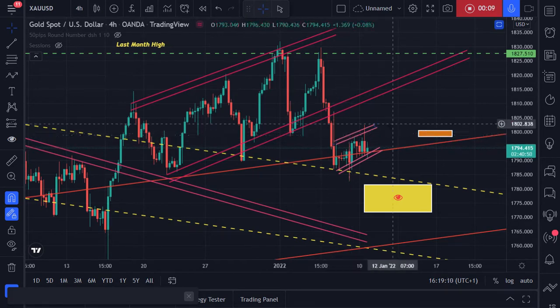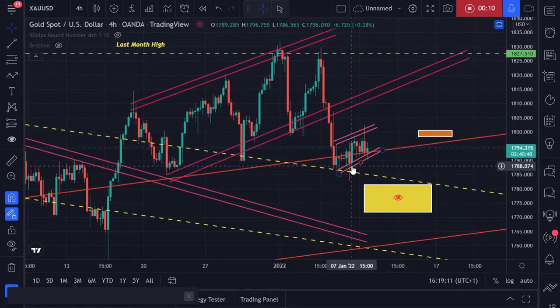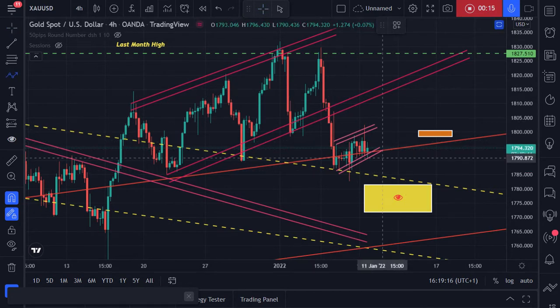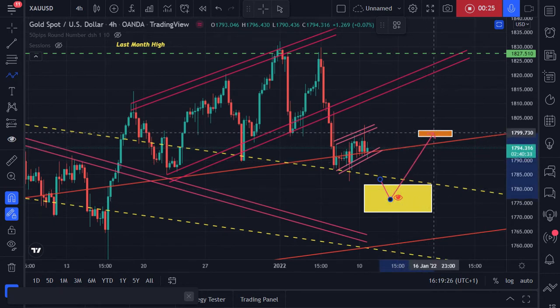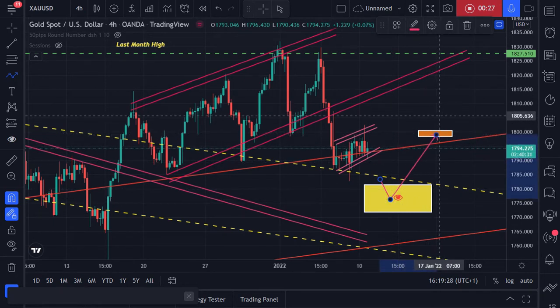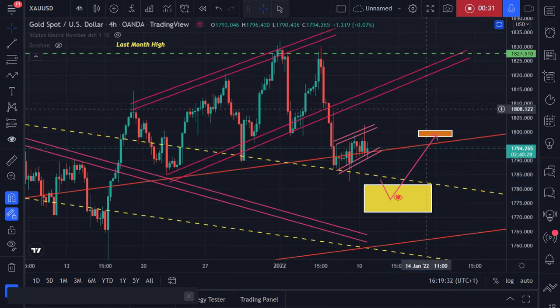is forming a rising flag pattern. What I'm looking out for on gold is for price to break out of this pattern and then drop down to this area of interest, and once we spot a reversal pattern within this area of interest, we take our buy trade and use this smaller orange area as take profit. This is what I'm looking out for on gold for this week on the 4 hours time frame.